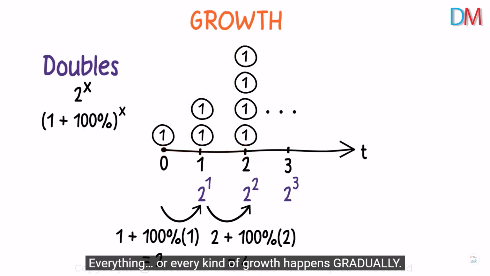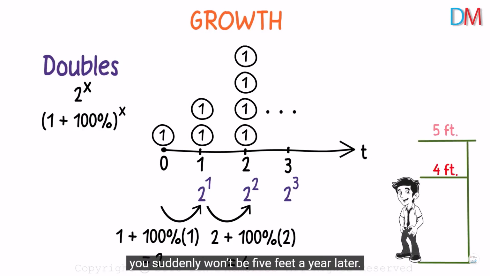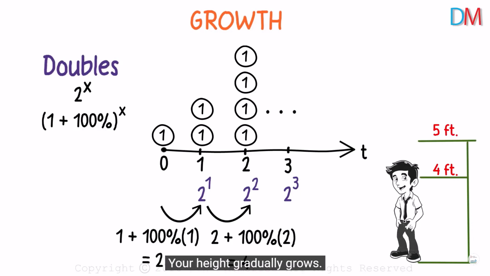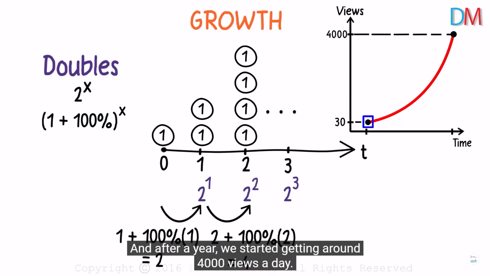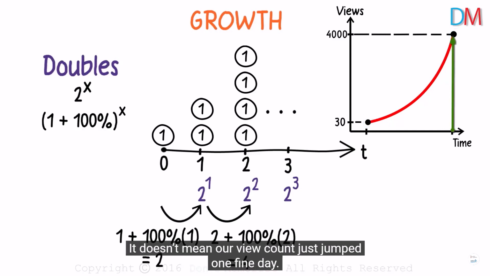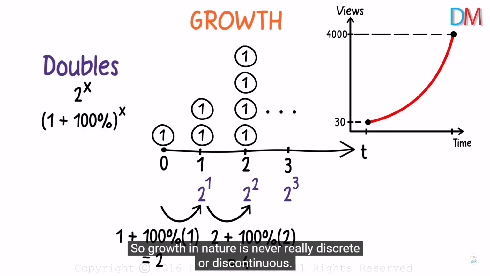Every kind of growth happens gradually. If your height today is 4 feet, you suddenly won't be 5 feet a year later. Your height gradually grows. When we started, we used to get around 30 views a day. And after a year, we started getting around 4,000 views a day. It doesn't mean our view count just jumped one fine day. It gradually increased. So growth in nature is never really discrete or discontinuous.